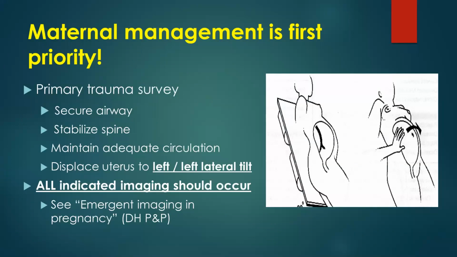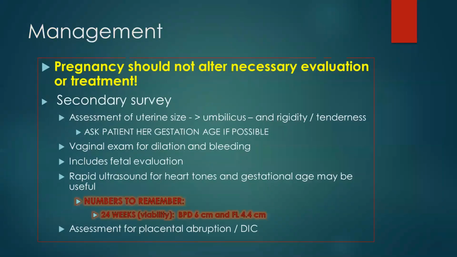So you should really treat mom in the primary survey like you would a non-pregnant patient. And there is an emergent imaging in pregnancy policy in our policy stat if you want to review that. Again, the pregnancy should not alter any necessary treatment. In the secondary survey, if the patient is awake, please just ask her how far along she is. That's going to be the quickest way to figure out, is this patient viable or not?